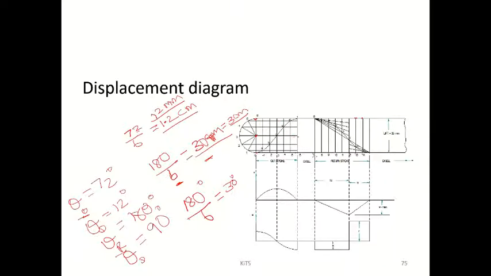We have divided this segment into six equal parts. Similarly, this segment into 6 equal parts. Similarly, we are going to divide this semicircle into 6 equal parts.